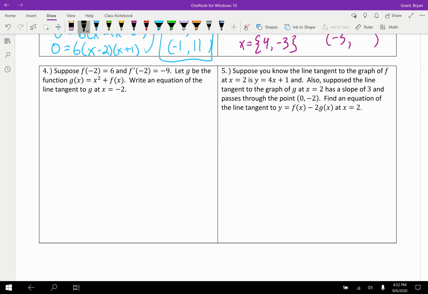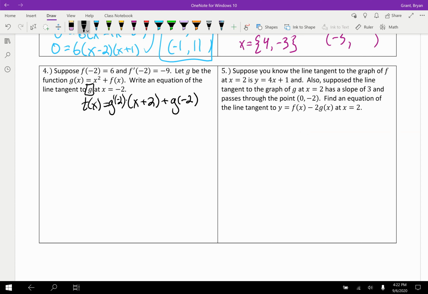Okay, well, this just seems like a tangent line, and we should hopefully be getting used to our format of a tangent line. We are writing this tangent line to g, so I'm going to have g of negative 2, and my slope is going to be g prime of negative 2. There's my HK form. Let's find each of these.